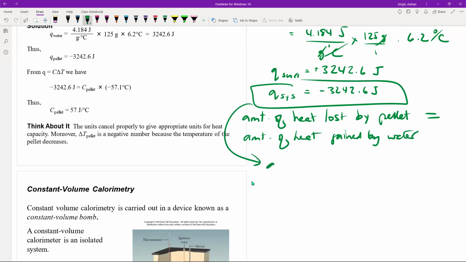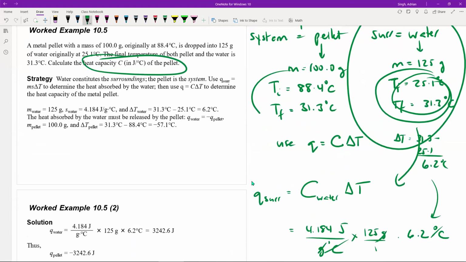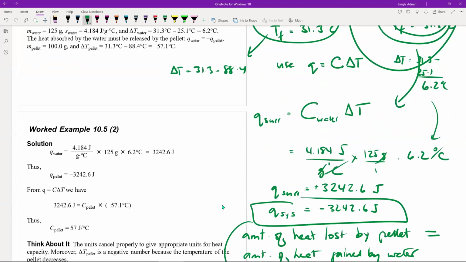All right, so now we can take this and plug it into our heat capacity equation for the pellet. So Q of the system is equal to negative 3242.6 joules, and that is equal to the heat capacity of the pellet times delta T. Delta T for the pellet is the final minus the initial, so 31.3 minus 88.4. That gives a negative value because the temperature went down, so that's negative 57.1 C.